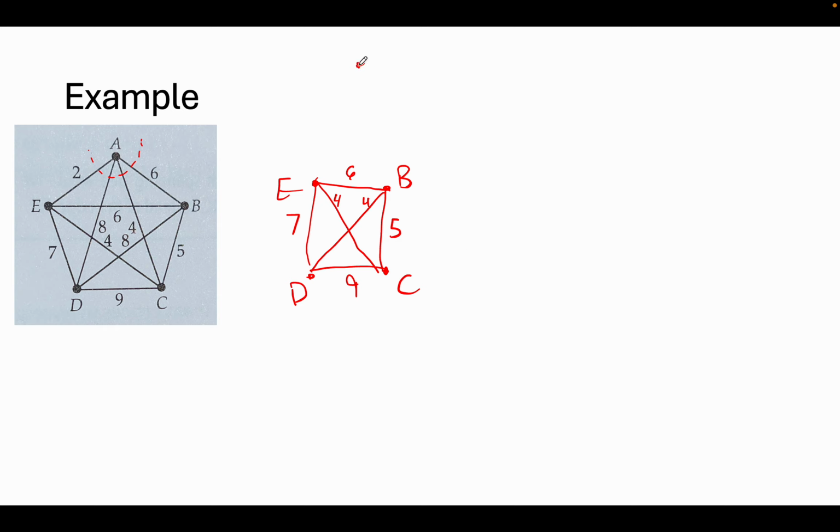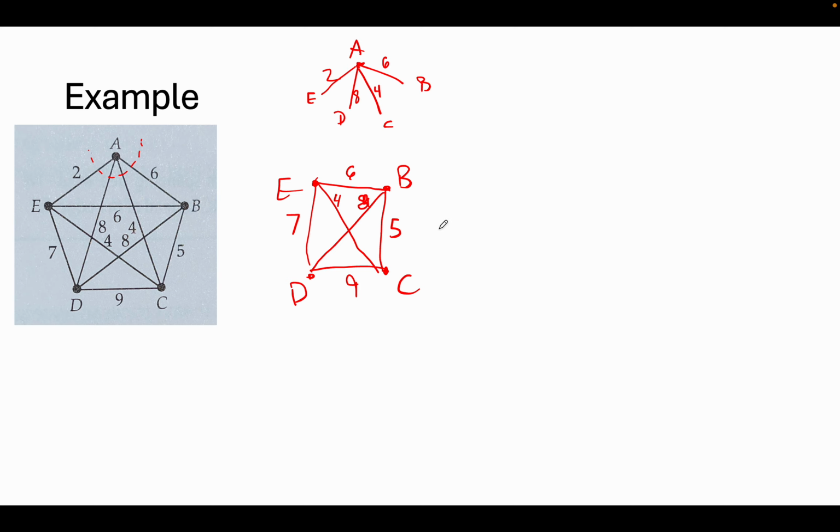So missing from this graph is A, and 2, 6, 8, and 4. Wait. B to D should be 8, right? Okay. Did I miss anything else? So E, D, C, and B. So this is missing from that graph.